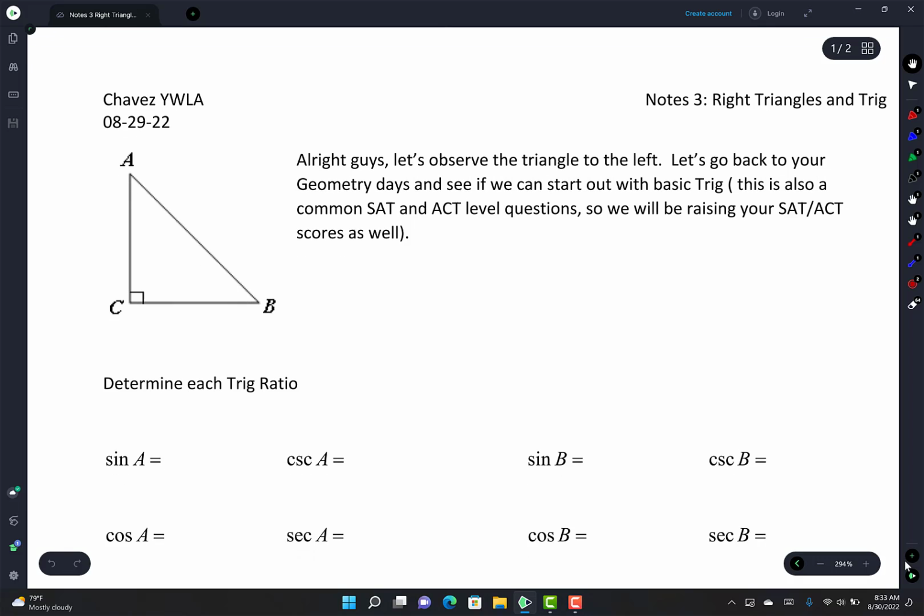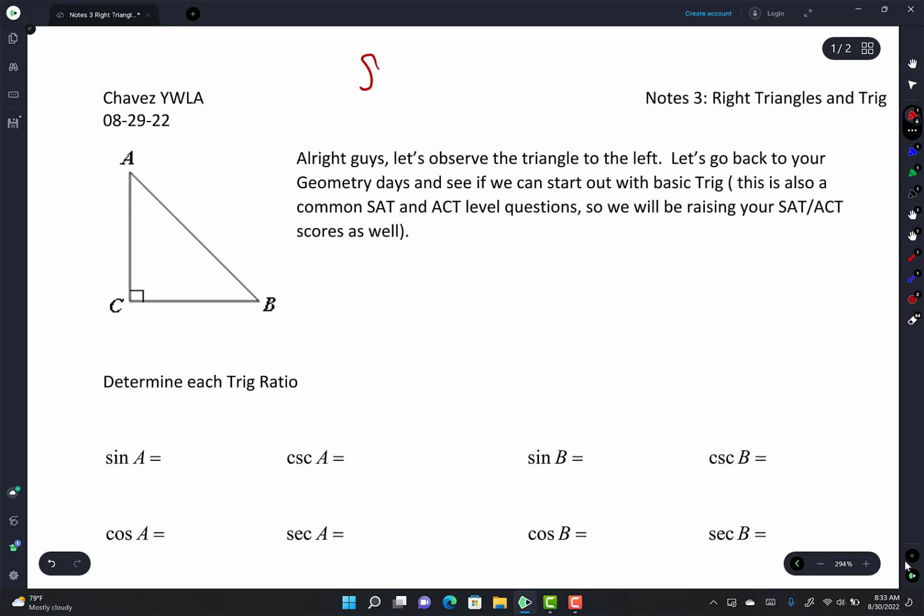Do you remember something called SOHCAHTOA? Write that down. It's an acronym. It's used to help you figure out trig ratios, and it can only be used for right triangles. Cool or not cool? Okay, the S stands for sine, SIN.